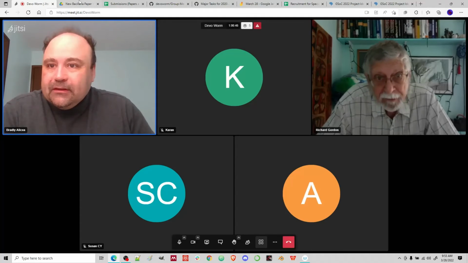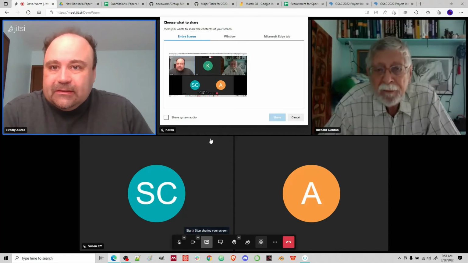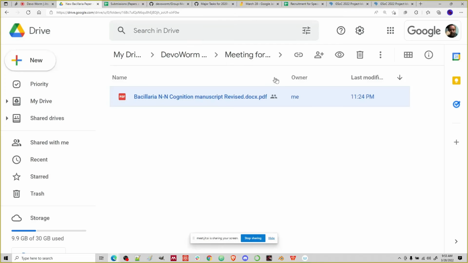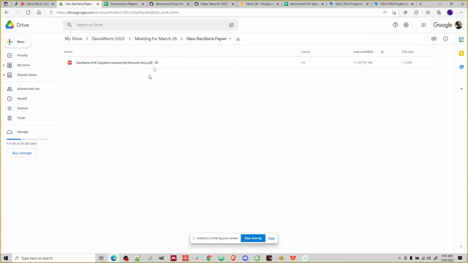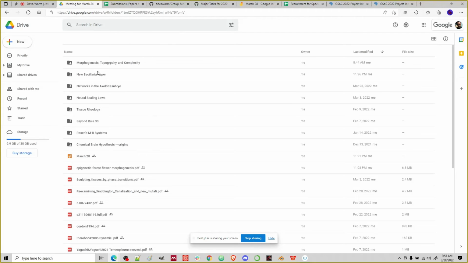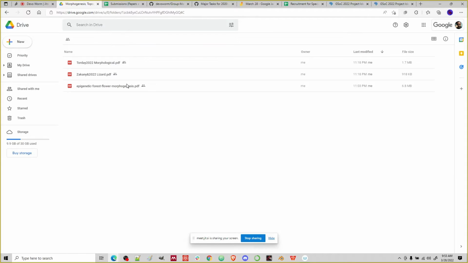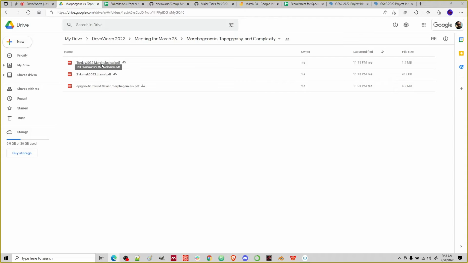I wanted to go back to what we had for today. I had a couple of papers that I think Dick sent me, and there were some other things that we've run across in the past that fit into a single theme. This is morphogenesis, topography, and complexity. So I'm going to go through these three things, and we'll think about them.